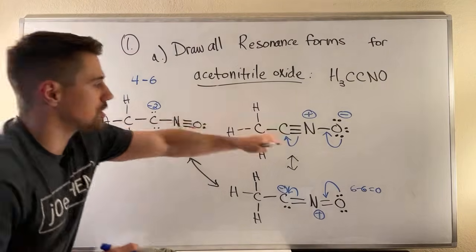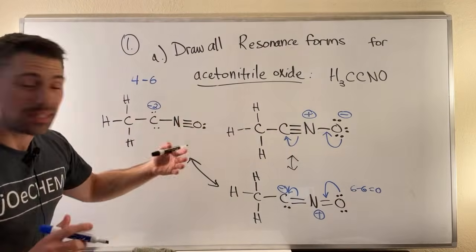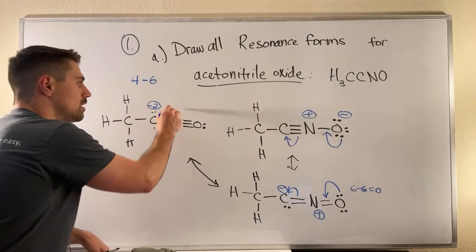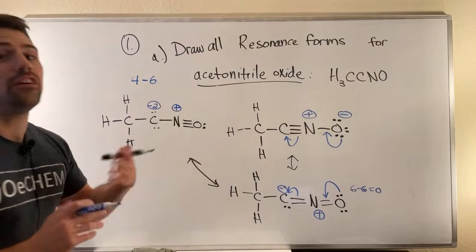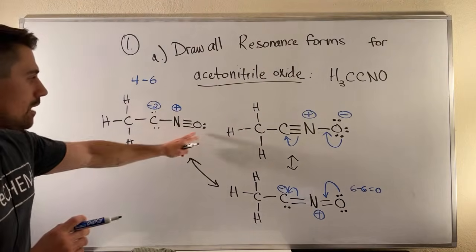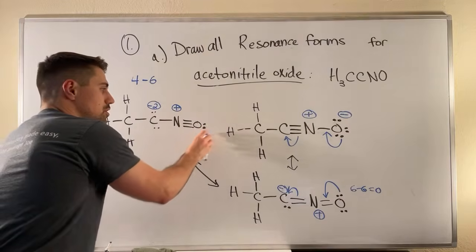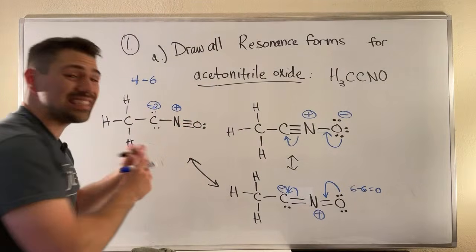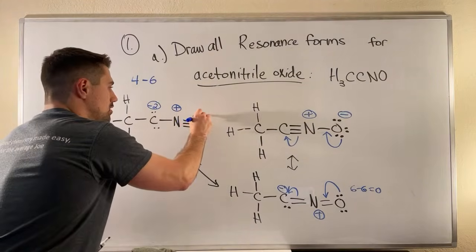Nitrogen hasn't really changed. It kind of looks like it did at the very beginning. 1, 2, 3, 4, comes in with 5, is in control of 4. 5 minus 4 is +1. And oxygen is in control of 1, 2, 3, 4, 5. 6 minus 5, it has a +1.